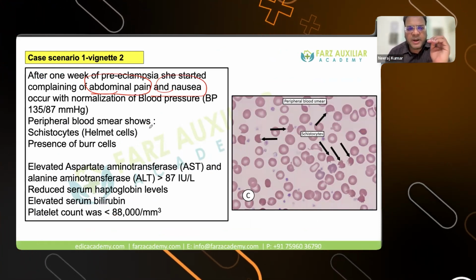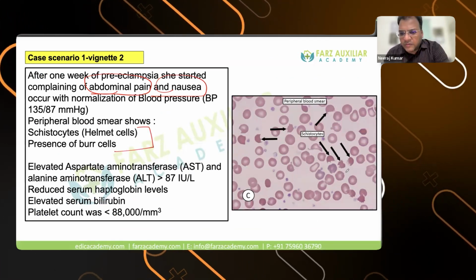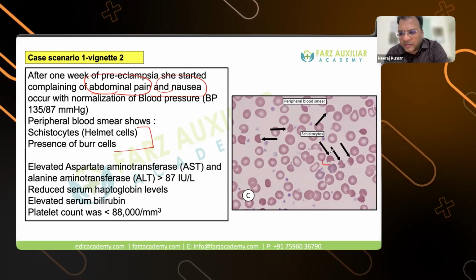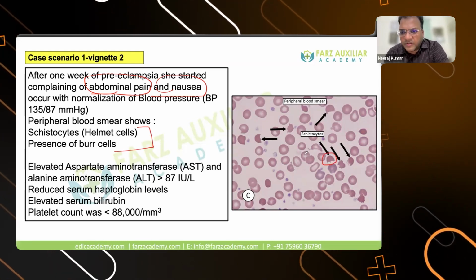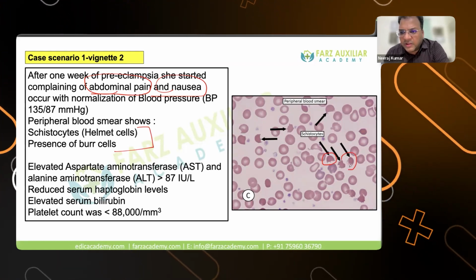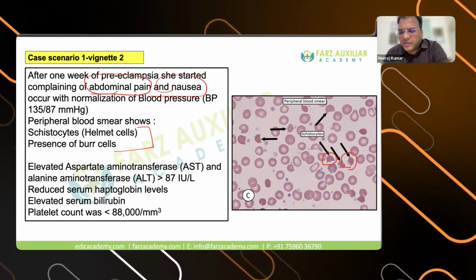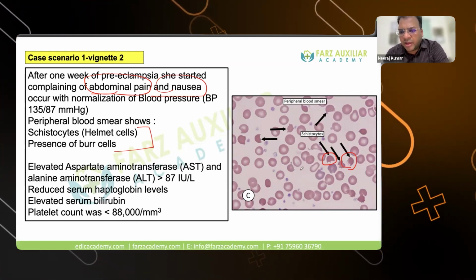But the peripheral blood smear shows a few helmet cells and a few burr cells. So you can very well appreciate how helmet cells look. So this is your helmet cell. This is again, I think, helmet cells, and a few of them are schistocytes. So these are basically schistocytes, which are also known as helmet cells.